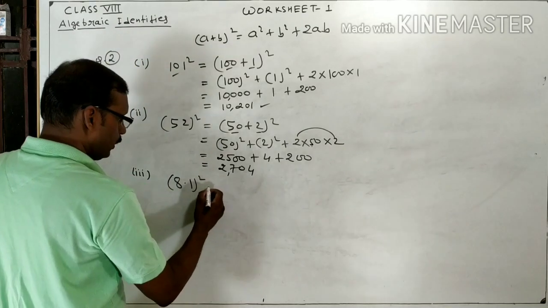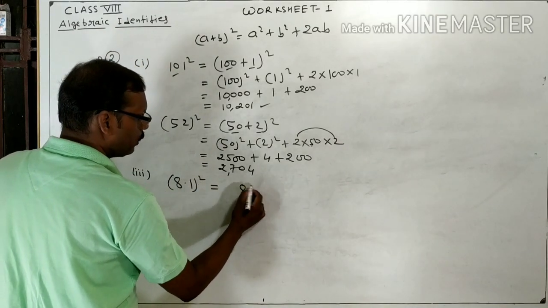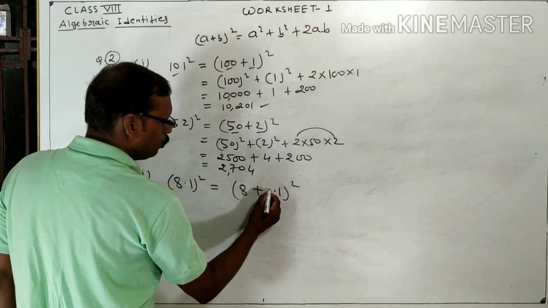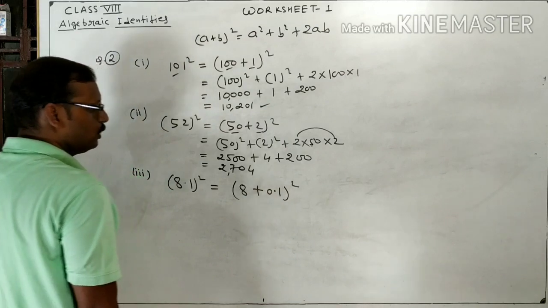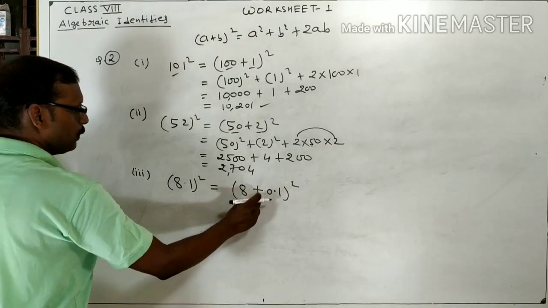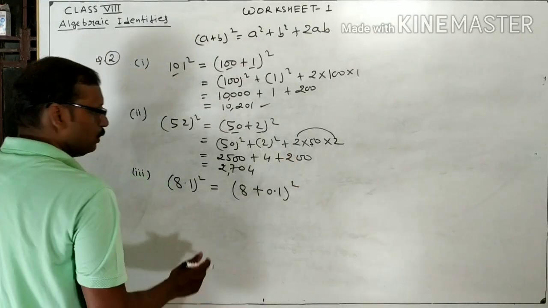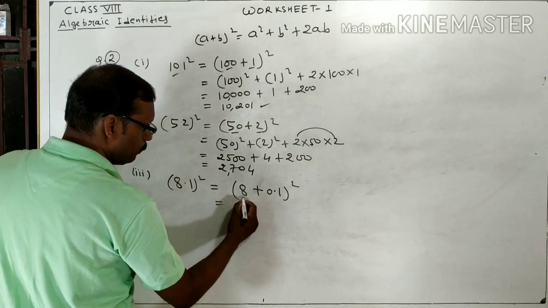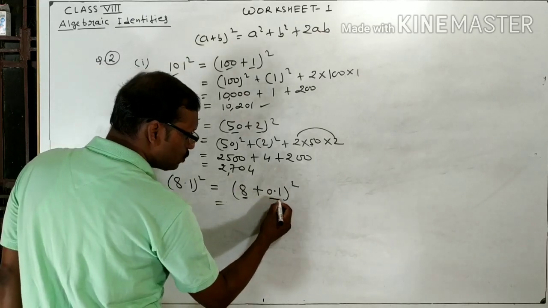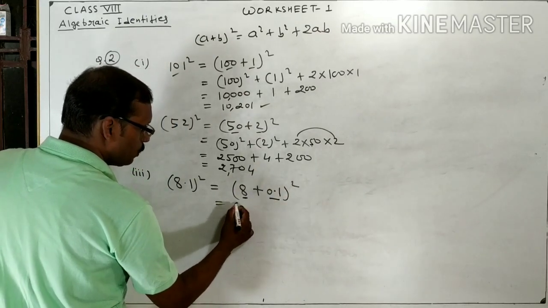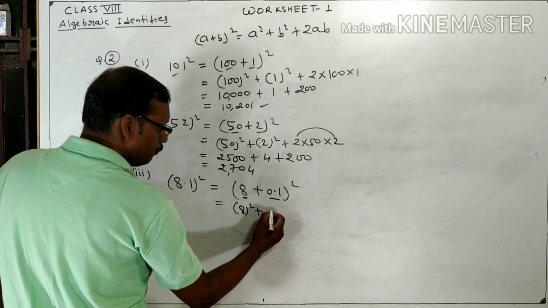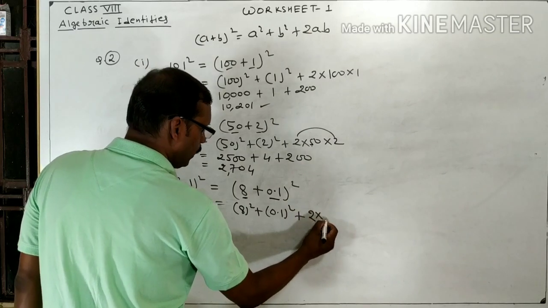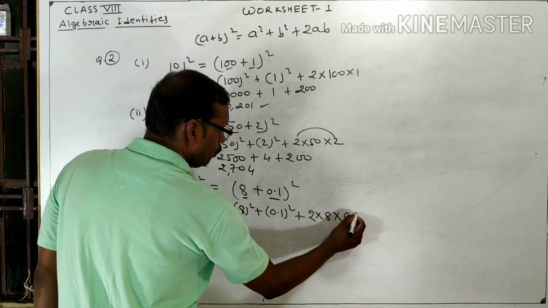So we write it as 8 plus 0.1 whole square. We put 0 before point if there is no integer. Solve it. A square, in place of A it is 8 and in place of B it is 0.1. So 8 square plus 0.1 square plus 2 into A into B.